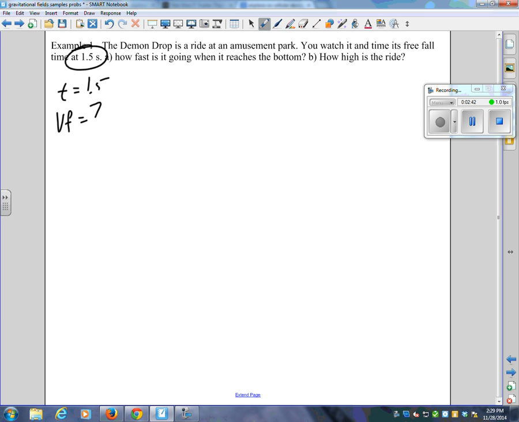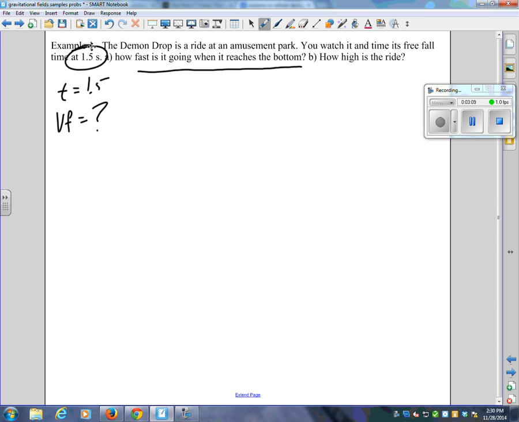Now, there's a couple of things in this question that are not explicitly stated. Where does it say the bottom? How fast is it going when it reaches the bottom? So vf is the question mark.